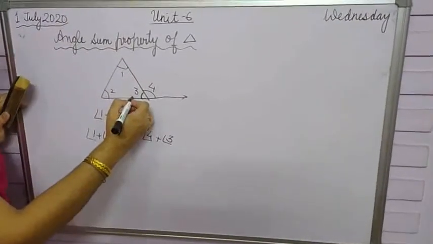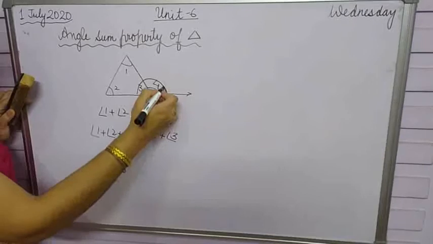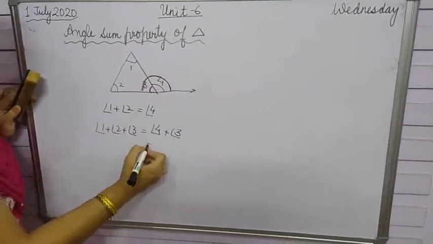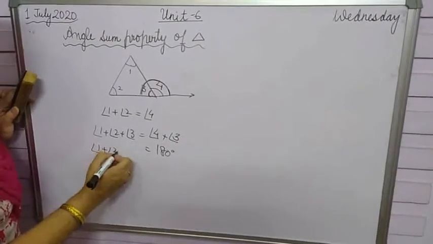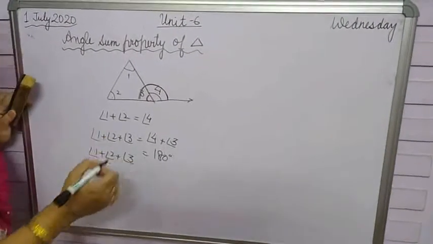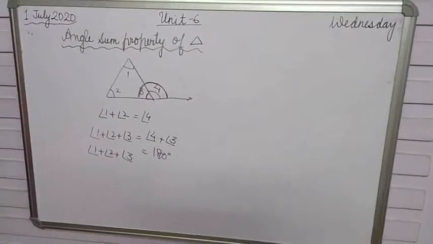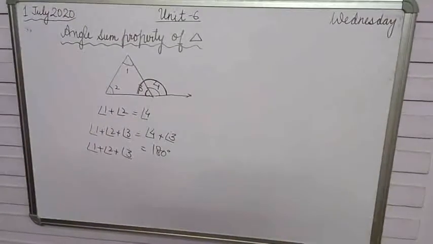Now see, angle 3 and angle 4 together are making a straight line. A straight line means an angle of 180 degrees. So from here we can say that the sum of three angles of a triangle is always equal to 180 degrees.